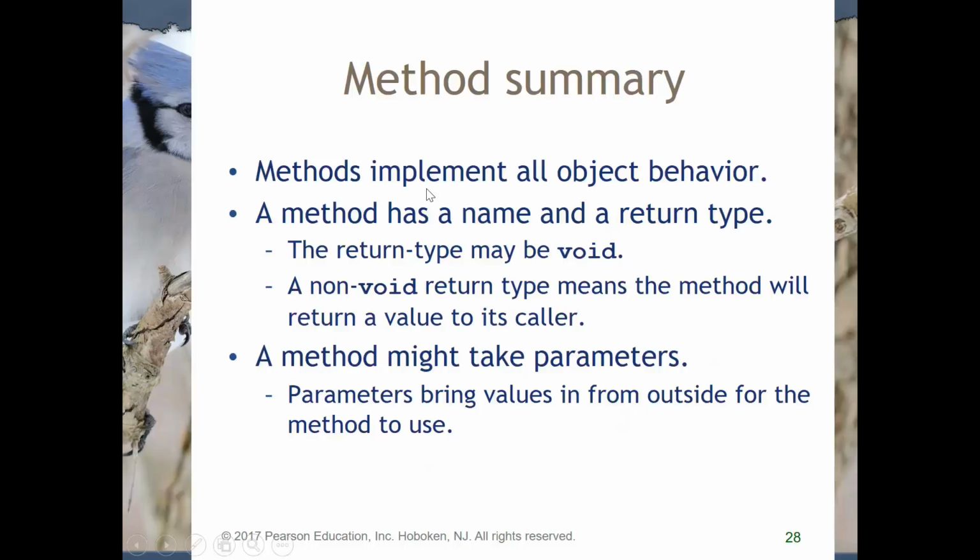Method summary. Methods implement all object behavior. They do all the heavy lifting for a class. A method has a name and a return type. This is an interesting way of wording it. It is true. The return type can be void. A method might take parameters. I can call a method, but if I'm doing a get, why would I have to pass in parameters? Okay? Something to think about.